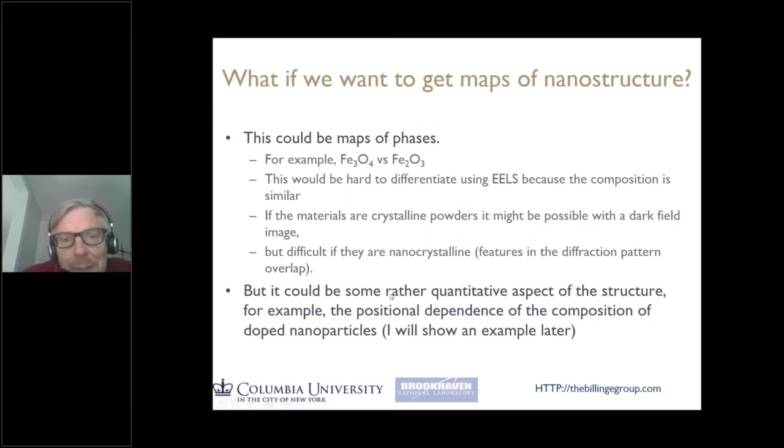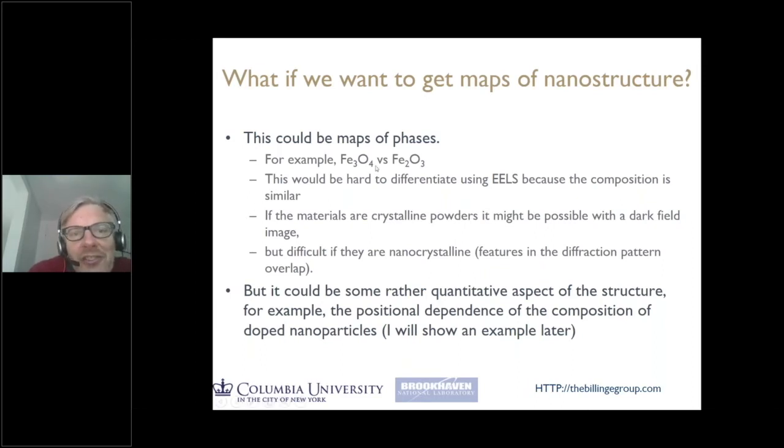Another point I want to make is maybe you don't want to just do phase mapping. Maybe you want to ask a much more subtle question. For example, let's say that we have nanoparticles of Fe3O4, and some of them have tin in them, so they're doped with tin. And actually what you want to know is the distribution in space of the tin-doped samples. Some of them have tin in, some don't have tin in. You want to know where the tin-doped nanoparticles are, for example. It's just a crazy example I came up with, not a real one.